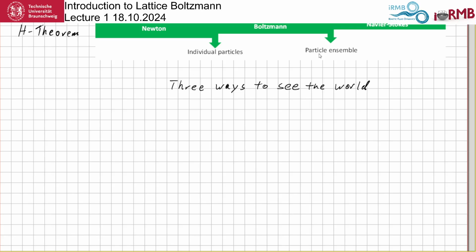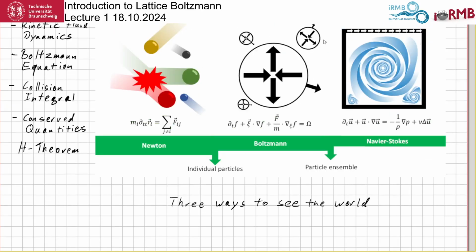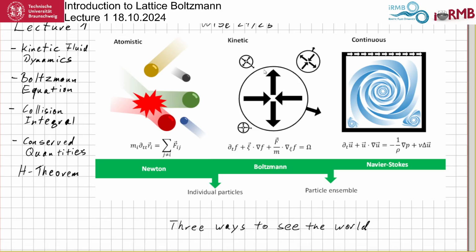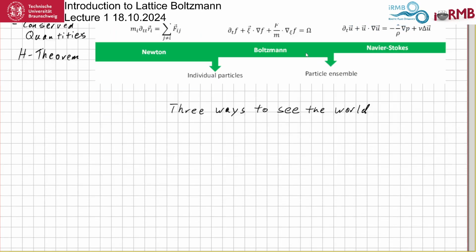So, kinetic theory. There is this visual abstract that I just removed here, that distinguishes between 3 different ways to see the world: an atomistic view, a kinetic, and a continuous. So I'll repeat this here.